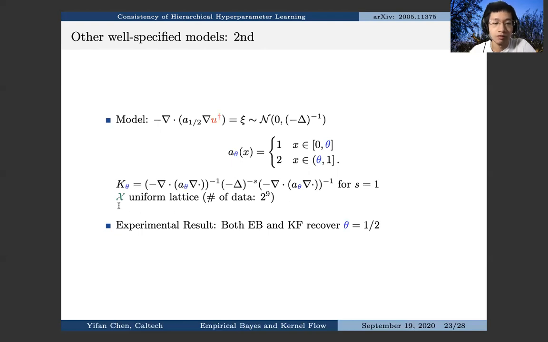We choose the same setup for the data location. Then we use EB and KF to recover the discontinuity points. Experimentally, we found that both EB and KF will recover the discontinuity point theta equal to 1/2. That's quite ideal.